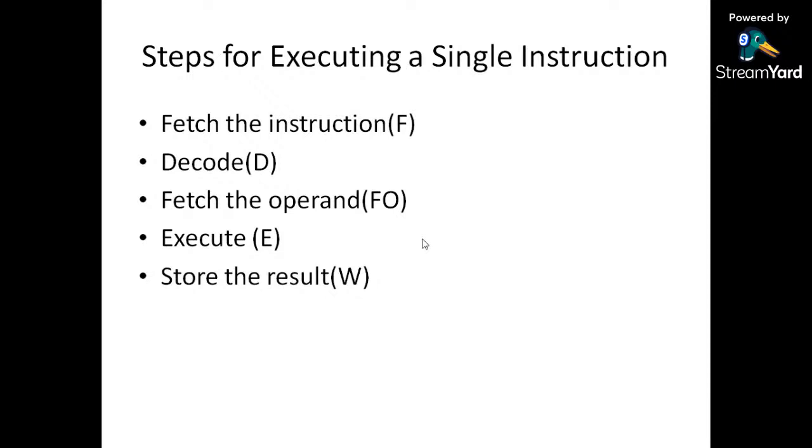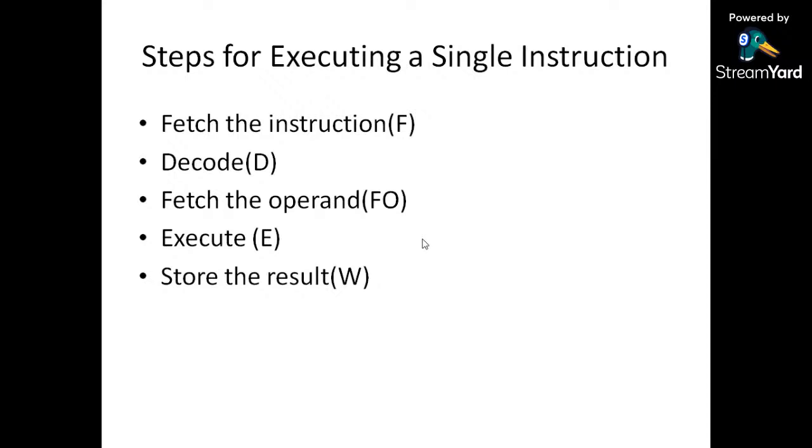The first step for executing any instruction is always to fetch the instruction, because unless the instruction is brought into the processor, it cannot be executed. Before the execution of any instruction starts, that instruction will always be present in the memory, and we have to fetch it from the memory to the processor. This step is called fetch the instruction, and we can simply denote it by a capital F.